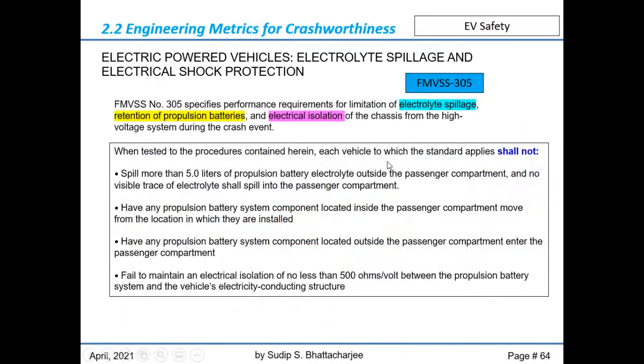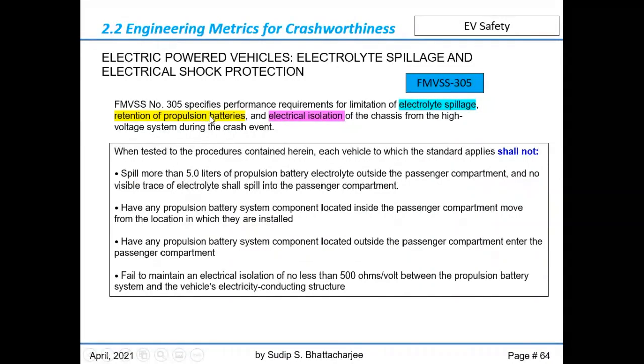I just give a brief summary here. There are several measurements taken. Again, there is no occupant measurement. There is no structural crashworthiness measurement directly, but indirectly, structural crashworthiness is reflected through those measurements that I am highlighting here with color. Electrolyte spillage. How much electrolyte spillage is allowed? Assuming that these are hazardous chemicals, we want to limit how much spillage there should be.